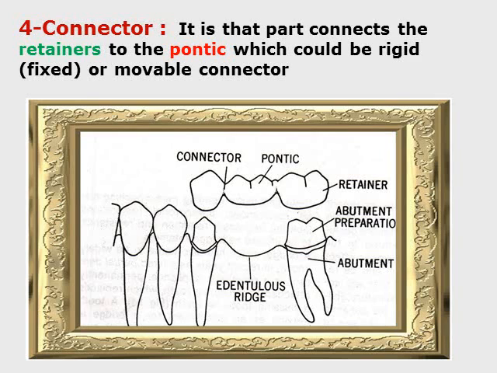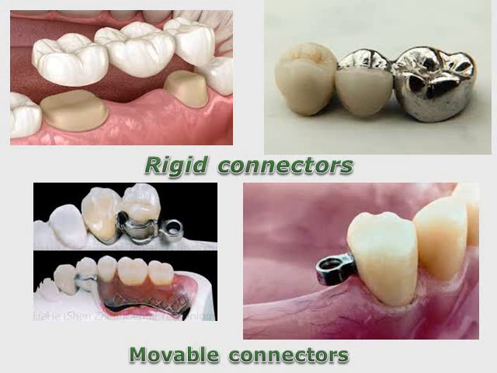The connector is another part of the bridge. It is going to connect the pontic with the retainers, or if we have multiple pontics, it will be a joint between the pontics and the retainers. It may be present in two types: either rigid, or movable, or removable. Here in this picture, the upper pictures represent the ordinary bridge.